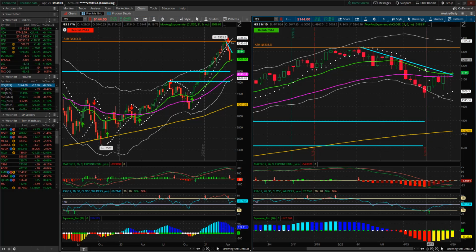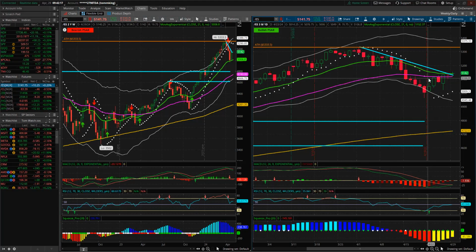So that's all positive, but we're only getting back to the 21 EMA, which is the green line on my chart, and we're stuck there right now. We're not breaking it significantly today. We'll look at some zero DTE stuff as well as we go through, and we'll go down to an even smaller time frame, just to get a sense.